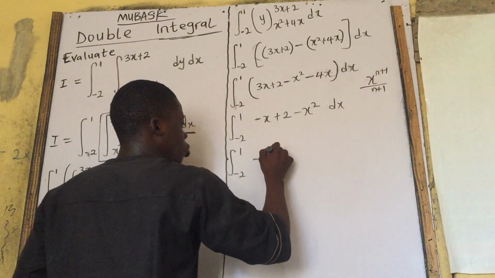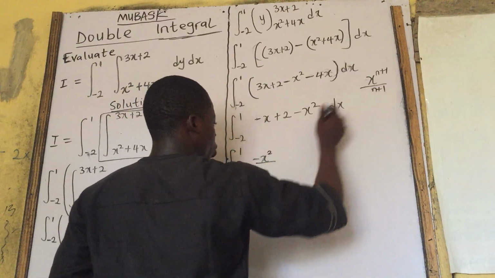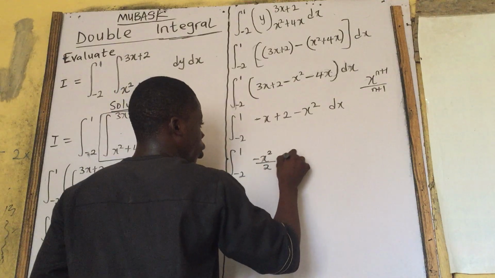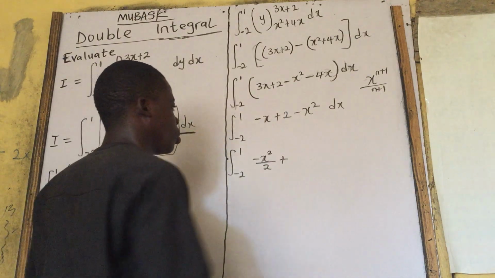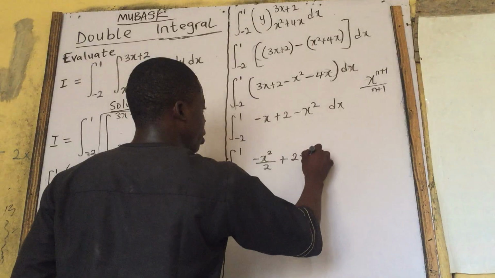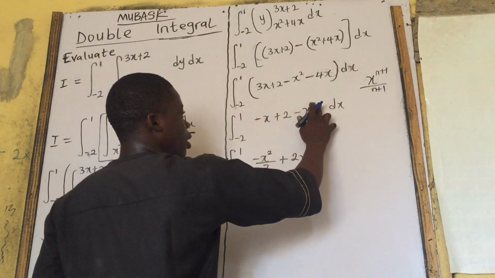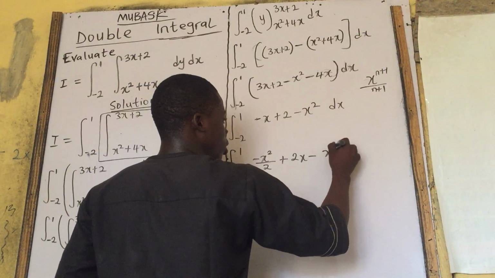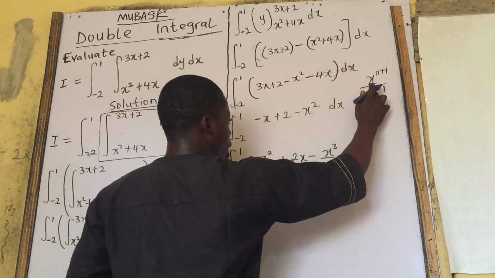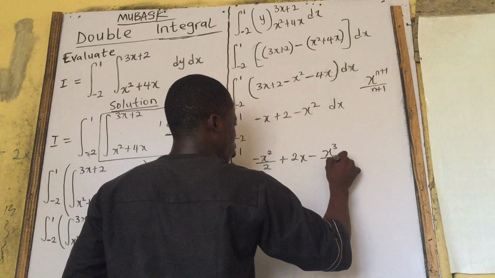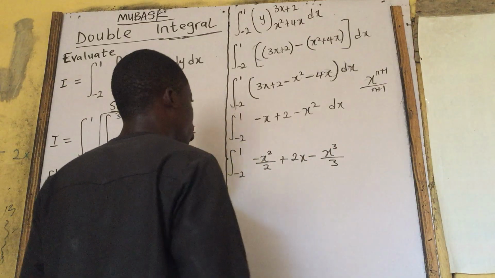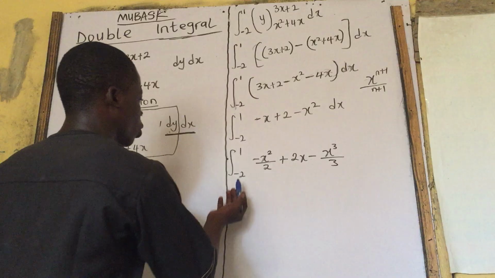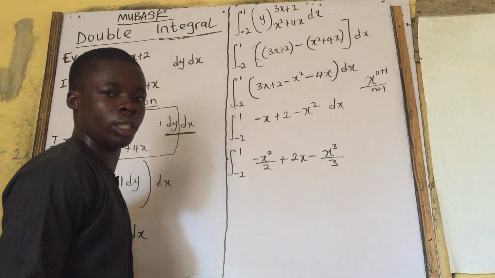1 plus 1 is 2, divided by 1 plus 1 is 2. Plus, if you integrate the constant, it will give us 2x. Minus, if you integrate this, the power is 2 plus 1, which is 3, divided by 2 plus 1, which is 3.